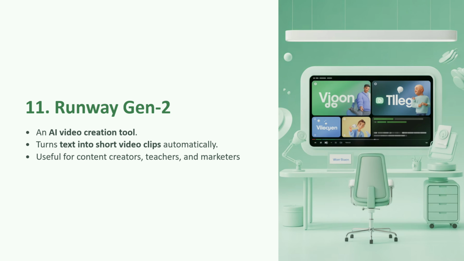11th one is Runway Gen 2. It is an AI video creation tool. It turns text into short video clips automatically. It is useful for content creators, teachers, and marketers.